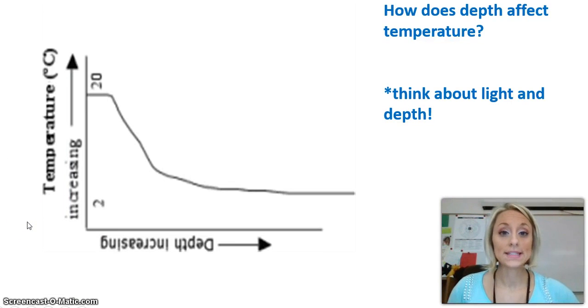Now we're going to take a look at temperature and depth. If we look at this graph, as depth increases, or we could say as it gets deeper, the temperature has a major drop-off. So it's warmer at the top of an aquatic zone or an ocean, pond, lake. It's warmer at the top, colder at the bottom. That also has to do with the amount of light that can get through.